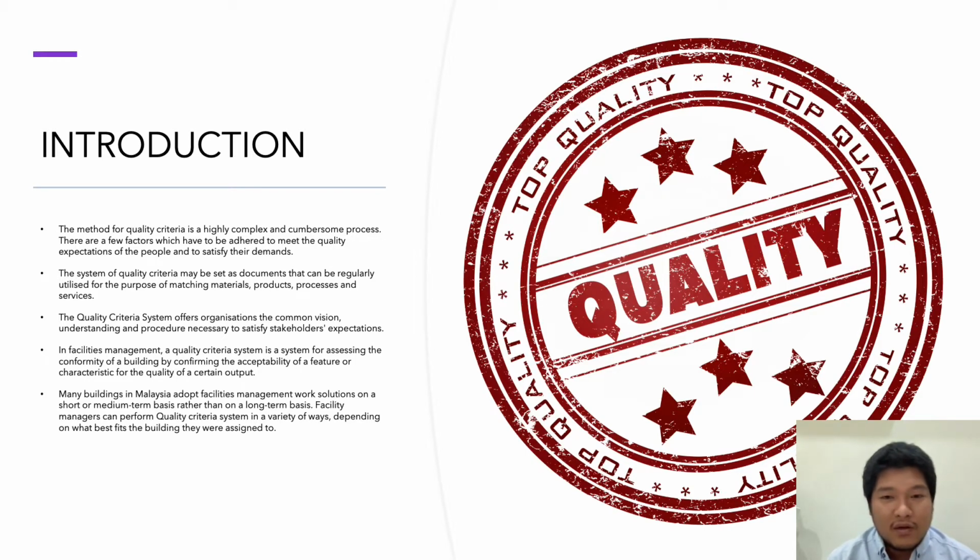In facilities management, a quality criteria system is a system for assessing the conformity of a building by confirming the acceptability of a feature or characteristic for the quality of certain output. Many buildings in Malaysia adopt facilities management work solutions on a short or medium-term basis rather than long-term. Facility managers can perform quality criteria system in a variety of ways, depending on what best fits the building that they were assigned to. This is true.